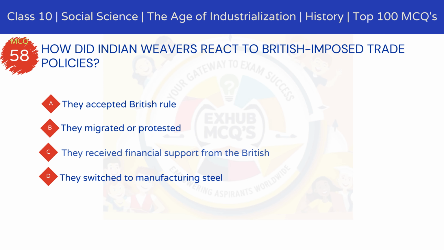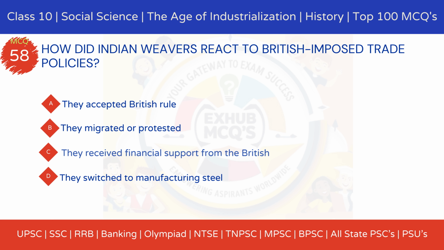MCQ 58. How did Indian weavers react to British-imposed trade policies? Option A. They accepted British rule. Option B. They migrated or protested. Option C. They received financial support from the British. Option D. They switched to manufacturing steel.